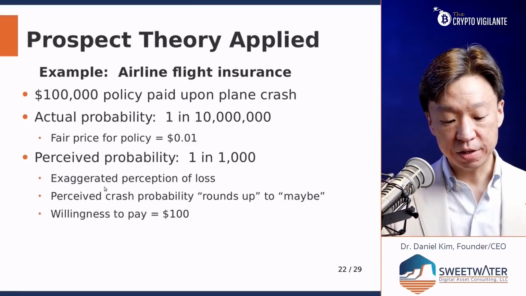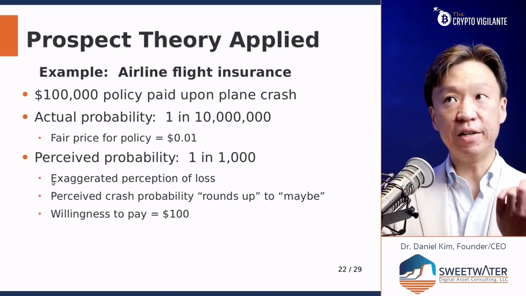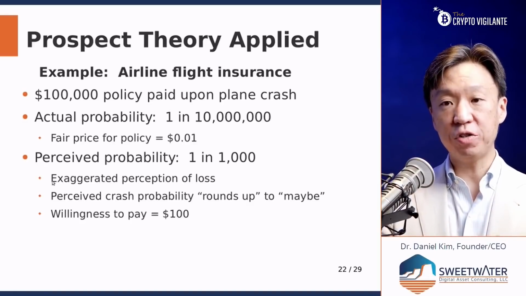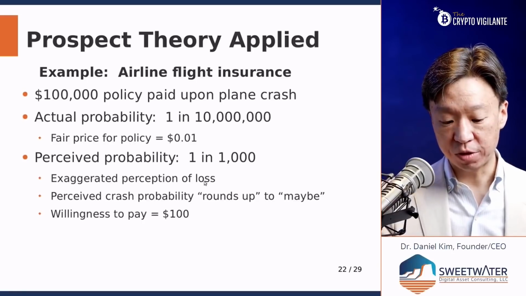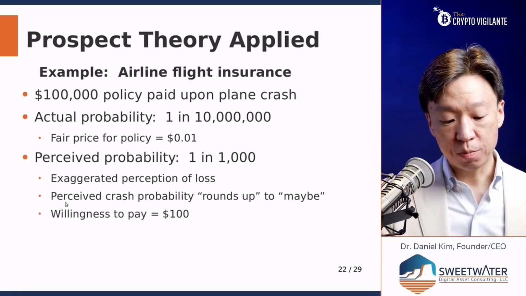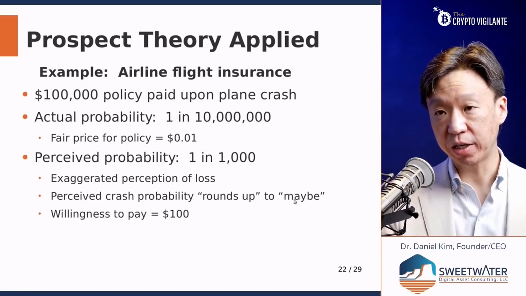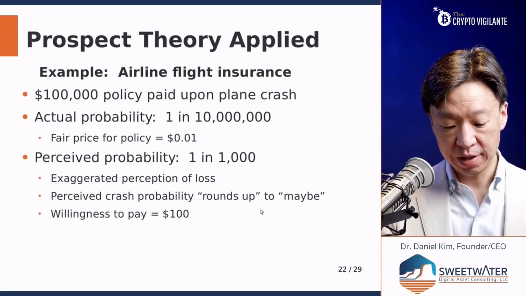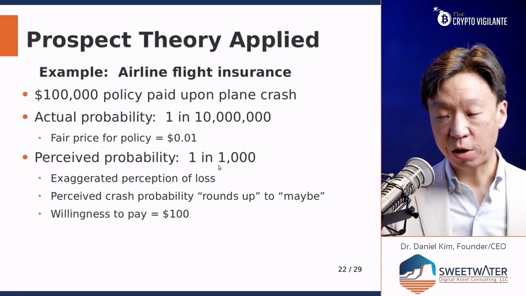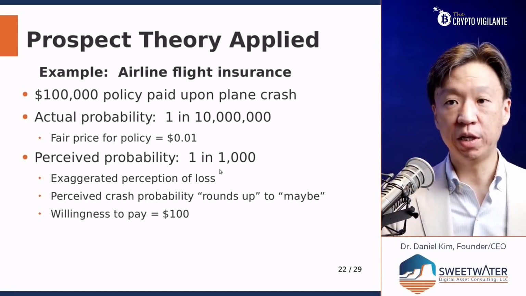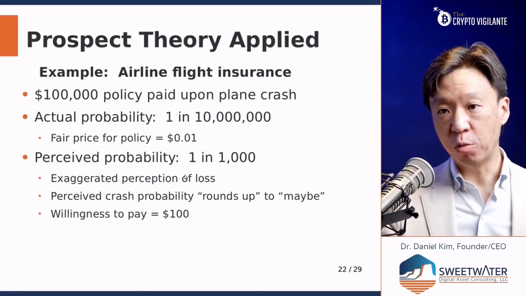So in this case, the customer type that an insurance company like this is trying to make a buck off of is the type of person who has an exaggerated perception of loss. And so their perceived probability of a crash gets rounded up to the maybe bucket instead of the never going to happen bucket. So let's say this person now thinks that they have a 1 in 1,000 chance of being in a plane crash. Every 1,000 flights, they're going to die once.